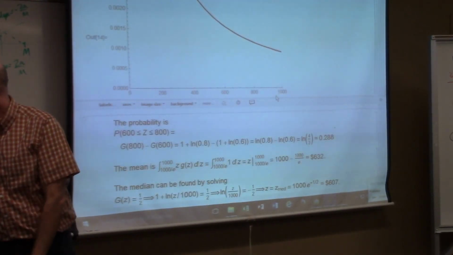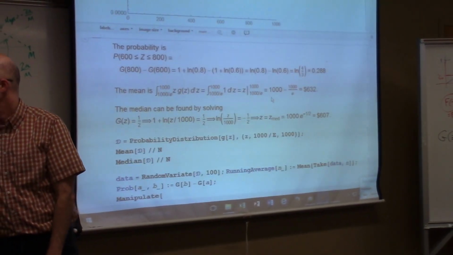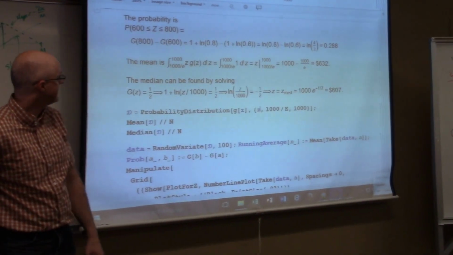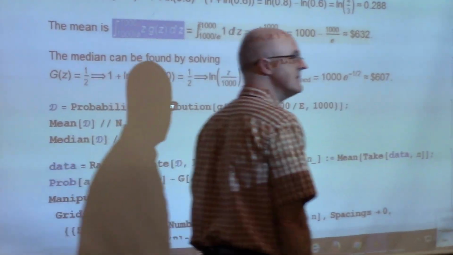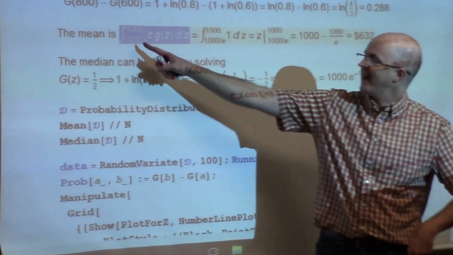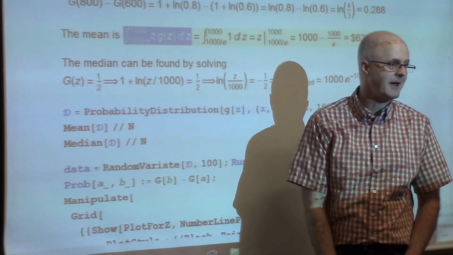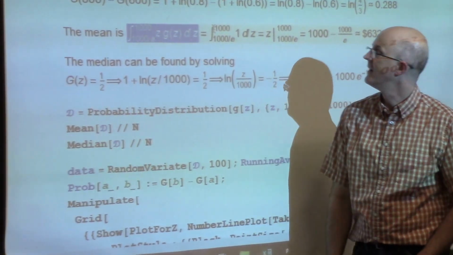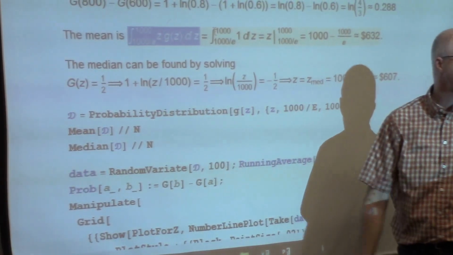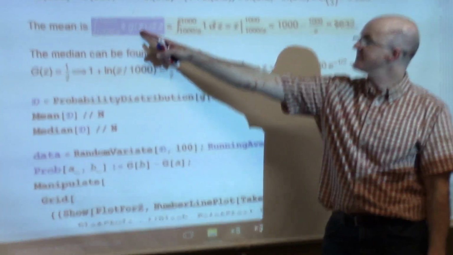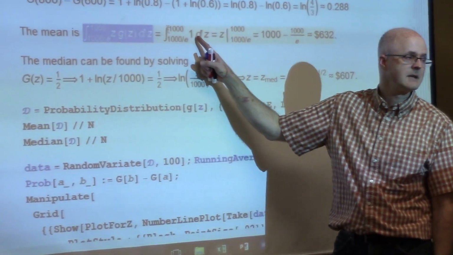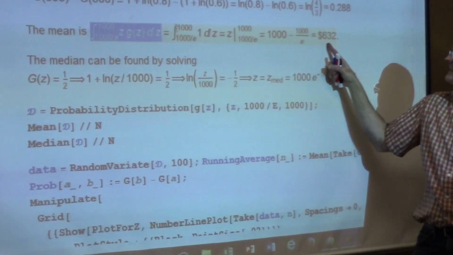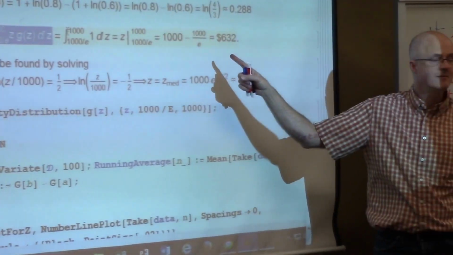What about the mean and the median? This is what we'll end with today. Just like always, the mean is found by integrating the variable times the PDF. Z in this case times g of z, little g. Integrate from 1,000 over e to 1,000 because that's the domain. That actually is an easy integral to do because little g of z is 1 over z. The product of z and g of z is 1. My favorite kind of integral. Second favorite, I guess, for 0 would be my favorite. It's about $632 for the mean present value.